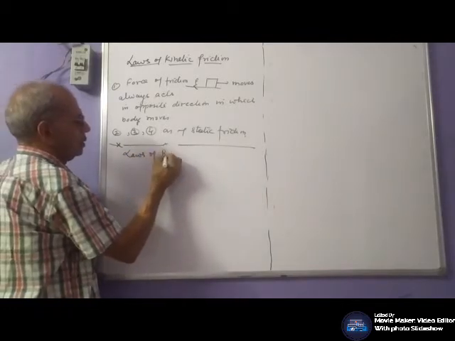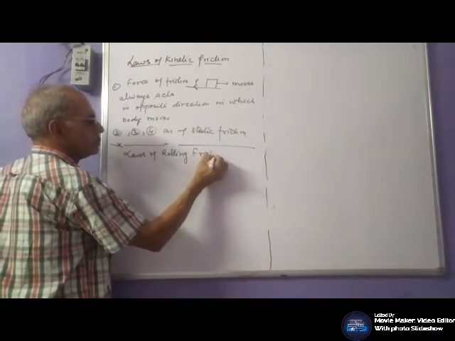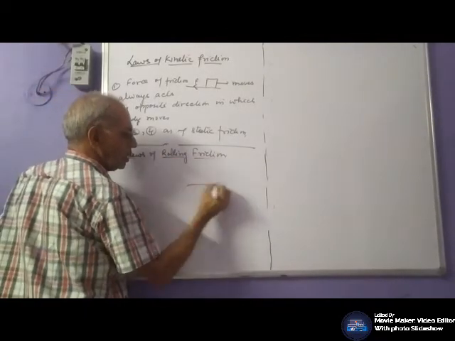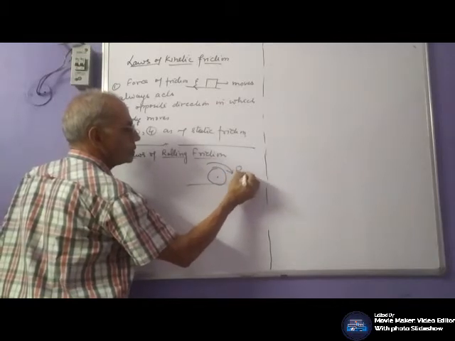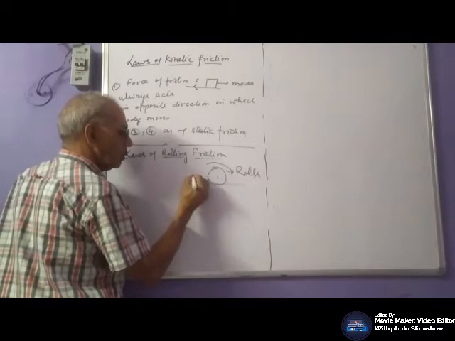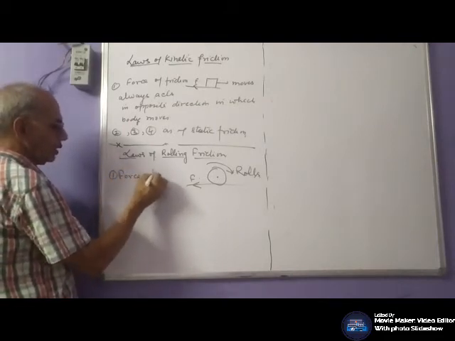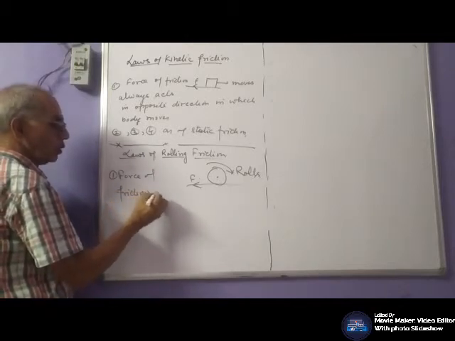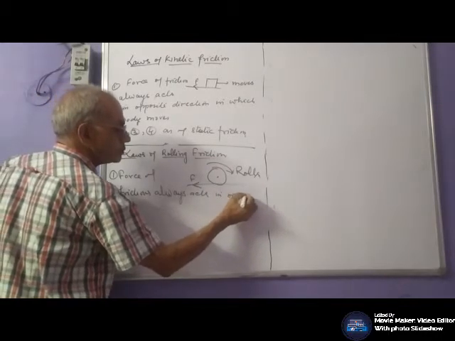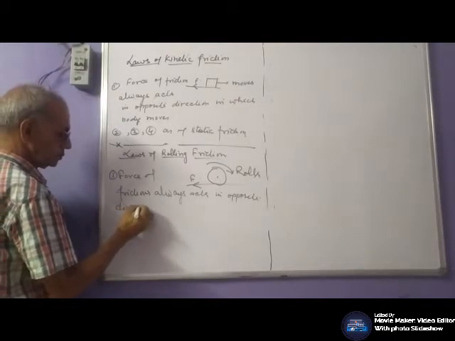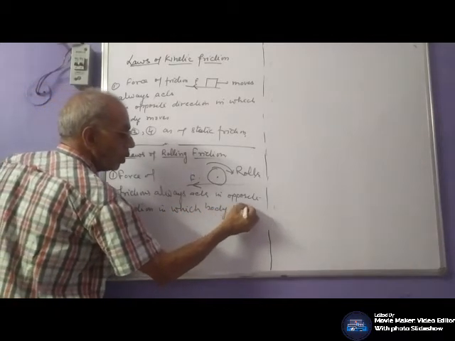Laws of rolling friction. This is ground. This is a body. This body rolls. So this is what? Force of friction. First law. Force of friction always acts in opposite direction in which body rolls.